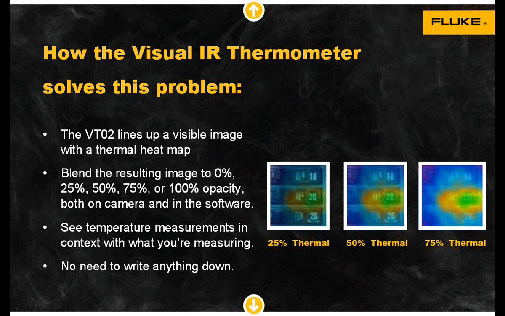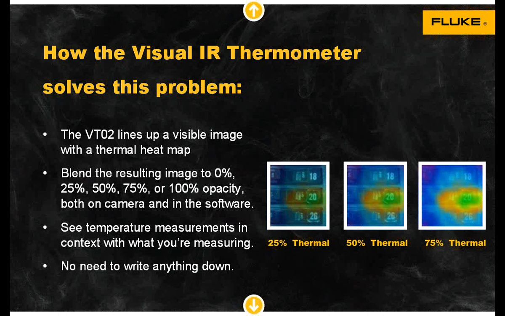Note that in a full visual, the temperature is still displayed, as the thermal heat map is always switched on even if not displayed. See temperature measurements in context with what you're measuring. By displaying an image of multiple components, you can quickly see temperature anomalies with the contextual image of which components are demonstrating higher than average temperatures. No need to write anything down.